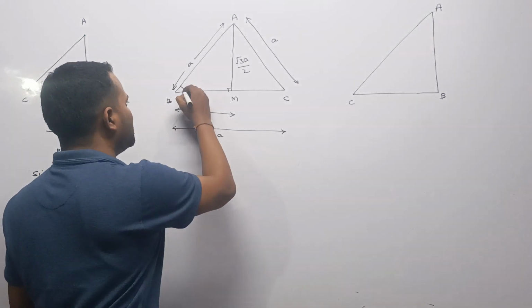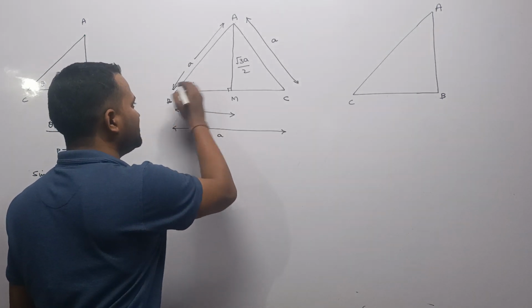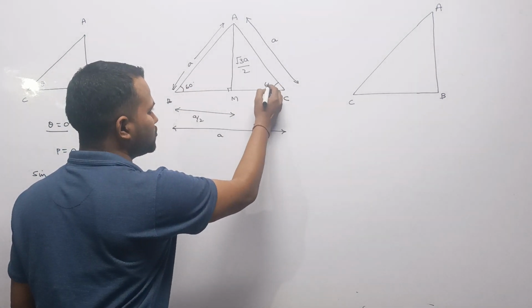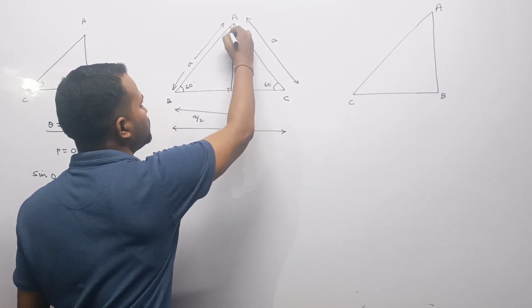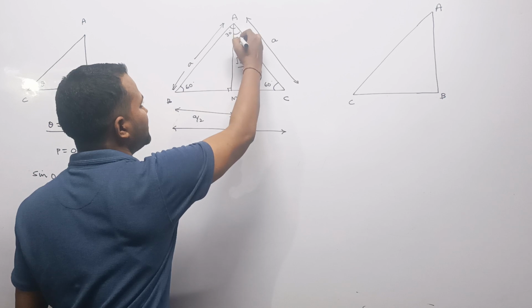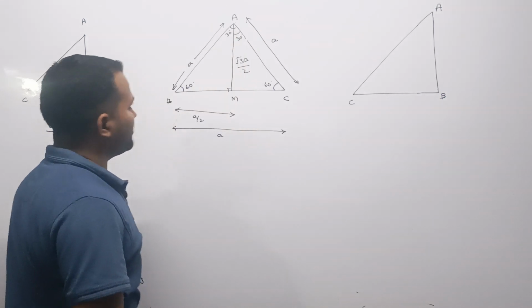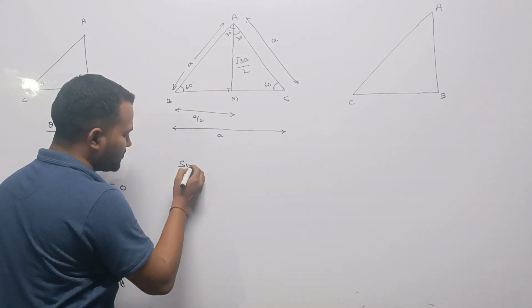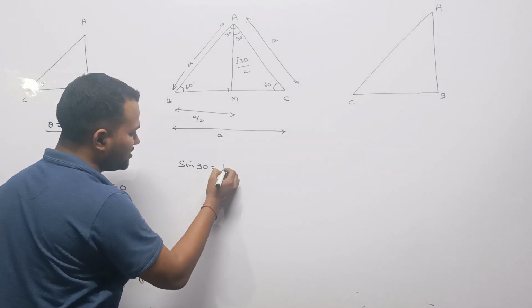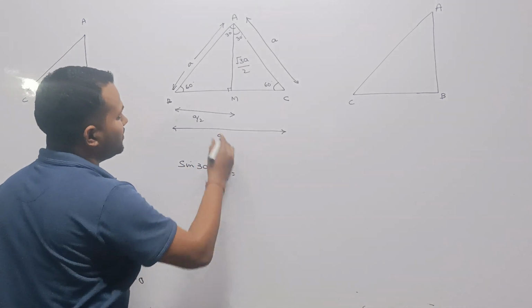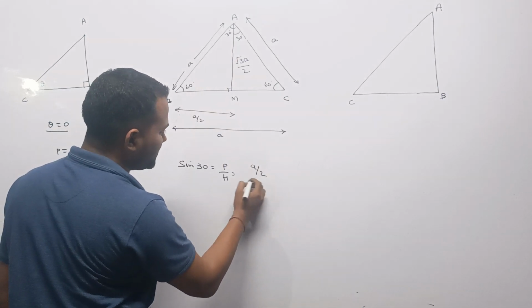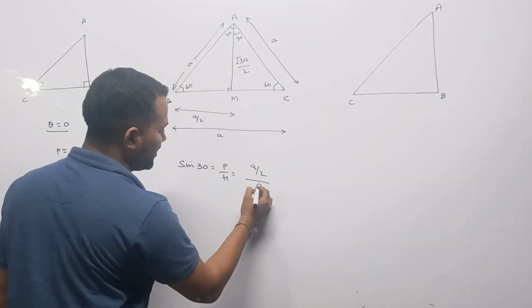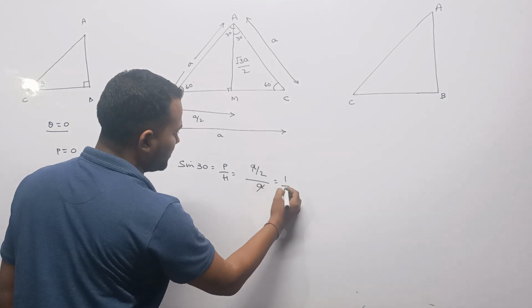Now this was an equilateral triangle, so this angle has to be 60 degrees, this is also equal to 60 degrees, and it will be divided into two equal parts resulting in two 30 degree angles. If we want to find the value of sine 30 degrees, I need to write P by H. For sine 30 degrees, P is A by 2 and H is A, so its value will become 1 by 2.